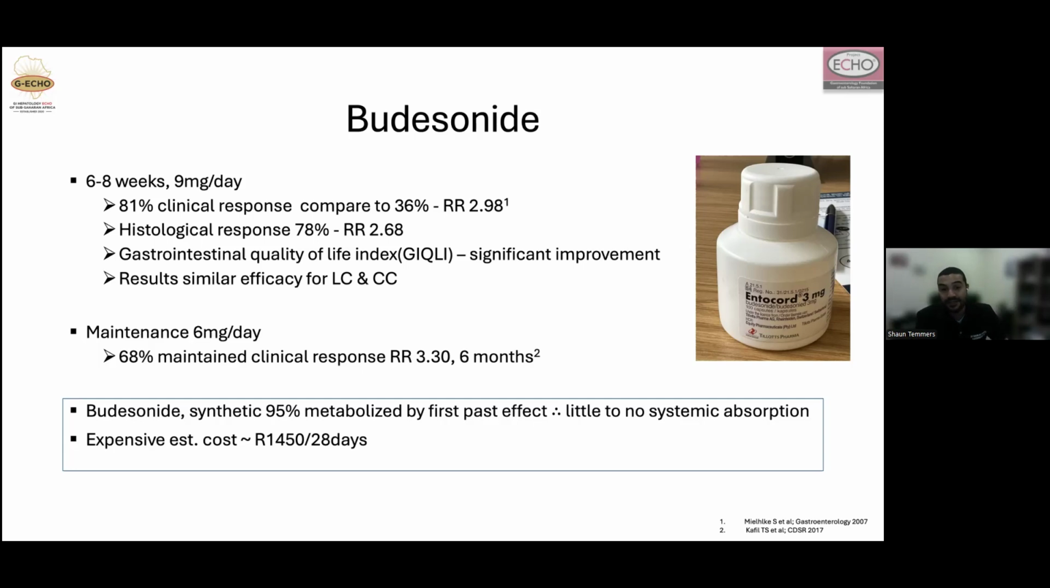So budesonide, being a synthetic steroid, is 95% metabolized by first-pass effects. In other words, it is metabolized within the liver itself, so there's no systemic absorption, and it's better tolerated by these patients. The issue with it, though, is cost. It's quite expensive. A 28-day course of the 3 milligram tablet works out to about 1,450 Rand a day. So for a patient to fork out the cost of a 3-month course of the induction dose can be quite expensive, and it is generally not available within state institutions.